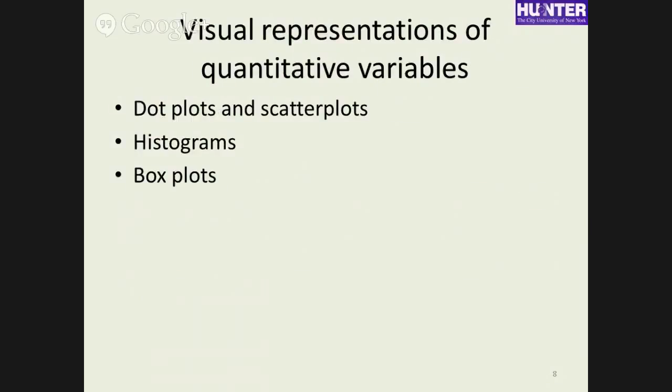So let's move on to the visual representations. We're going to cover dot plots and scatter plots for quantitative data as sort of the most detailed representation, histograms for one variable, and box plots.